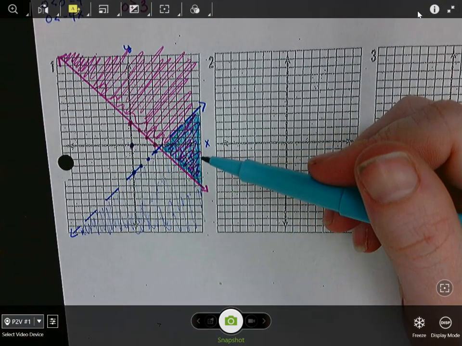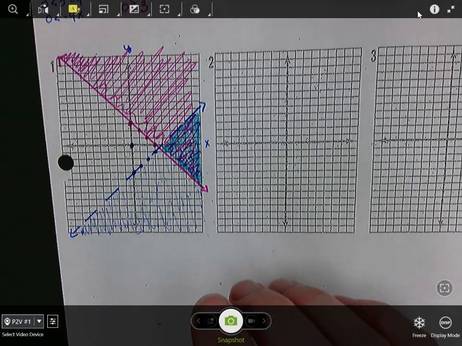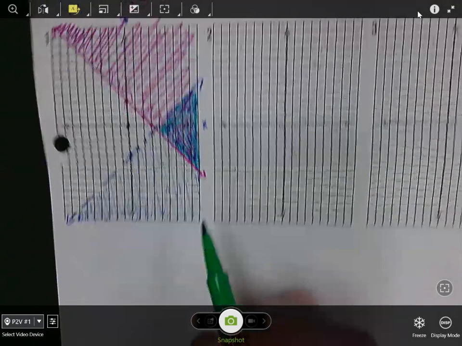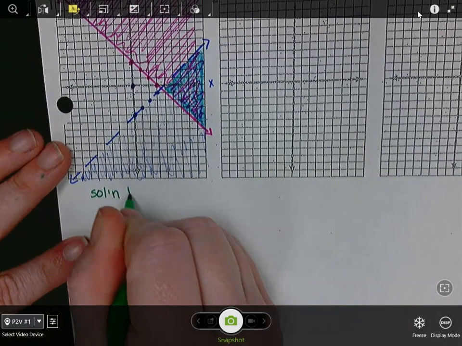Will it always have a part like that that's crossing over? If they don't, then it would be no solution. Okay. Now, the next thing we are going to do is write down ordered pairs that are solutions to the system.